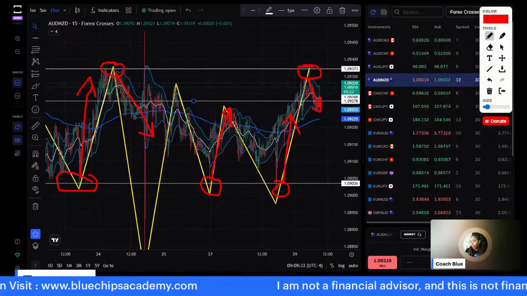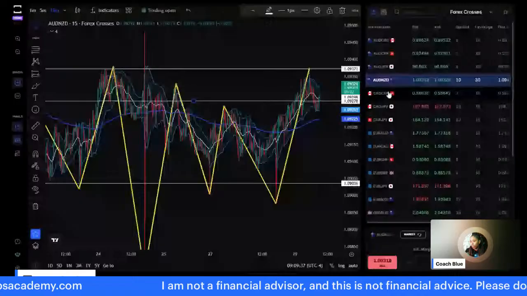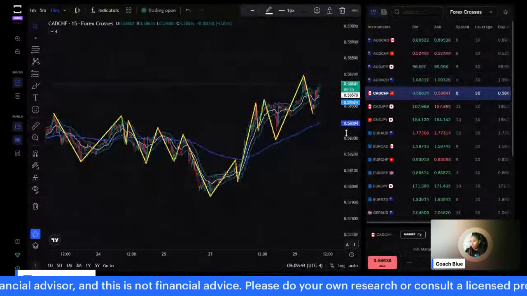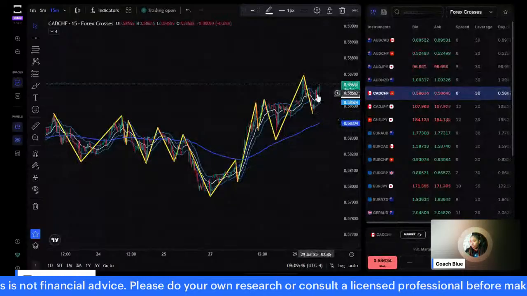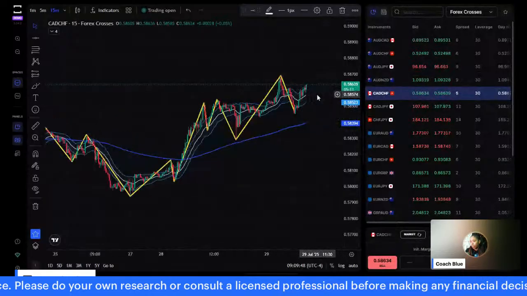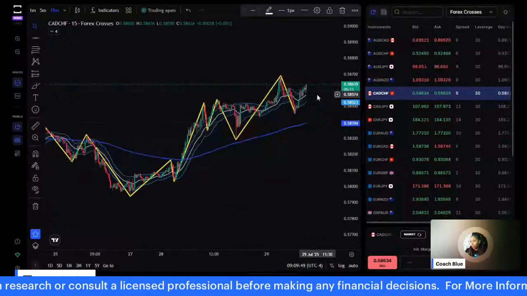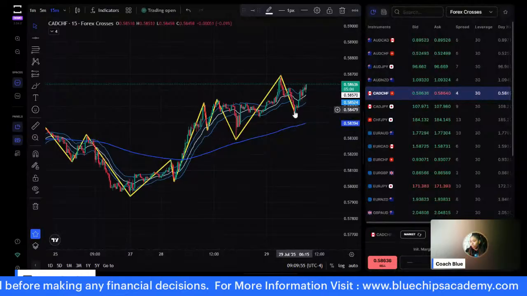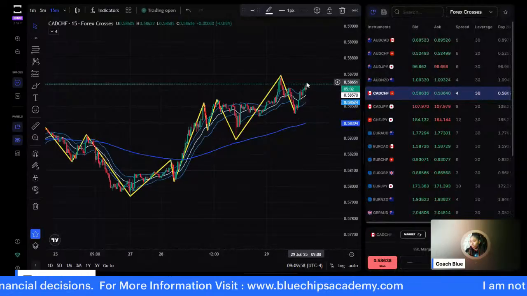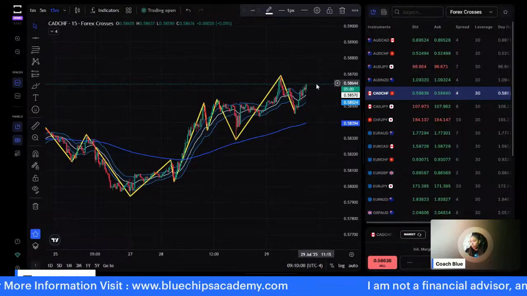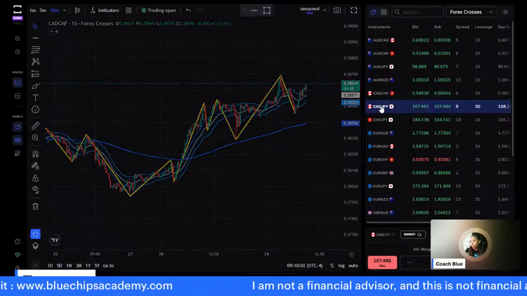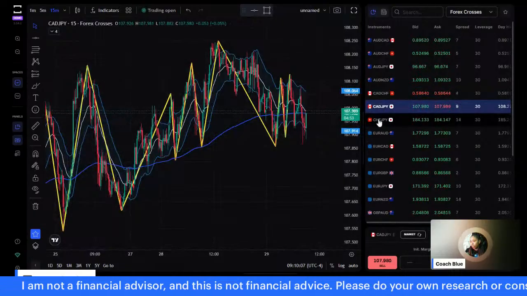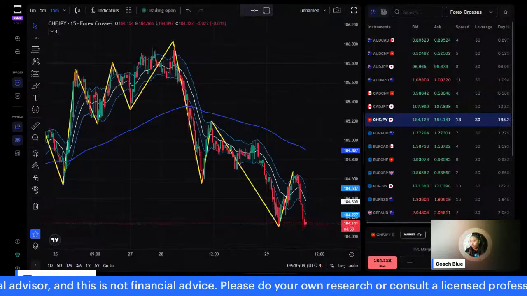All right, so that's AUD. So let's go to CAD CHF. And I'm showing you literally this is applicable to any type of pair. So we can see here we got 200. Price came outside of the Keltner, and now it's approaching the take profit level right there. This pattern repeats itself over and over and over again.